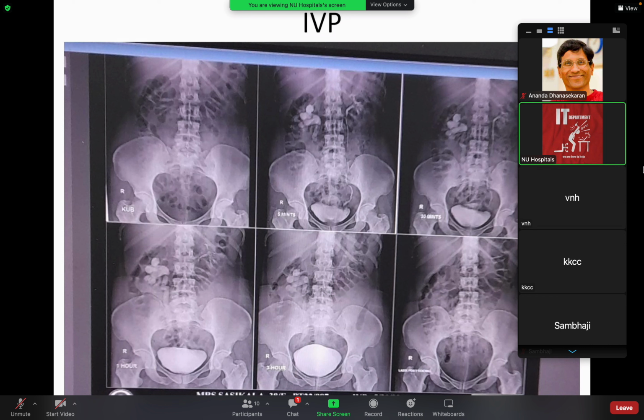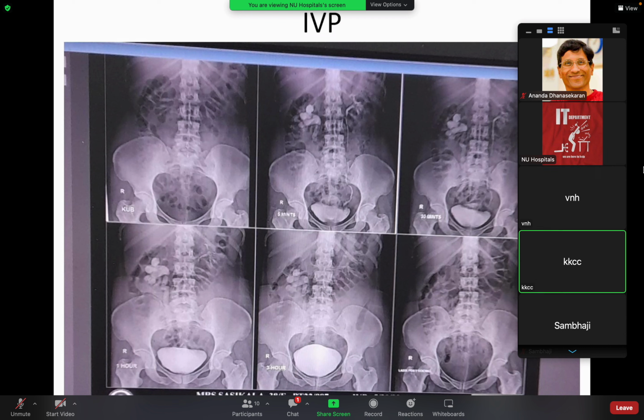Vignesh, it's a simple matter to cover Mrs. Shashikala's name. Please get into that habit. Patient identities have to be kept hidden when you're making public presentations.